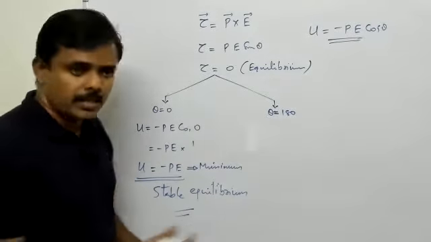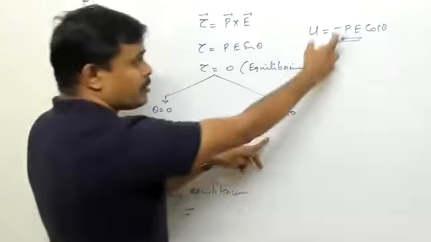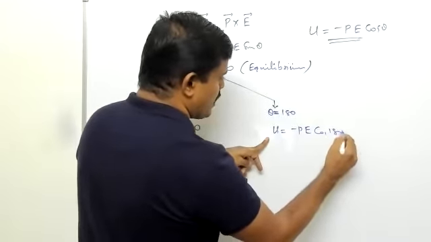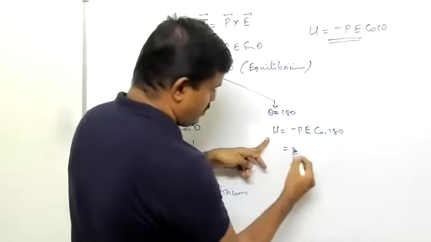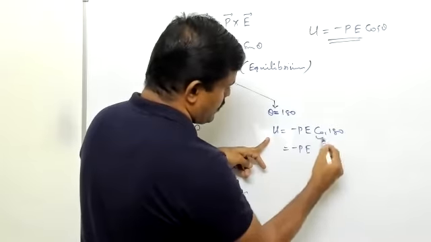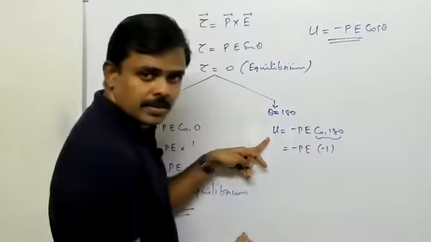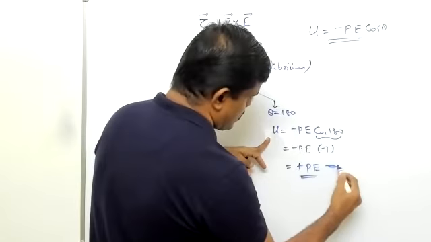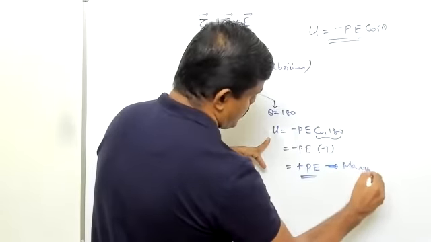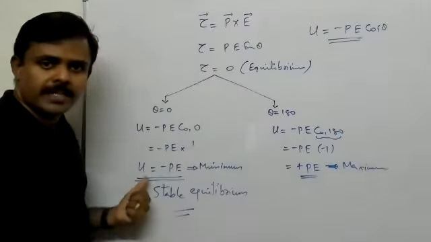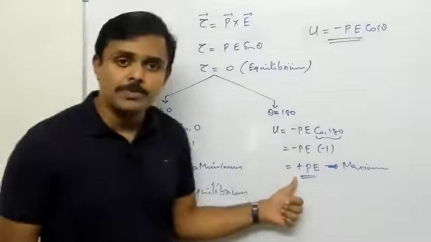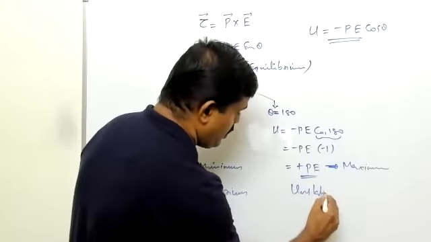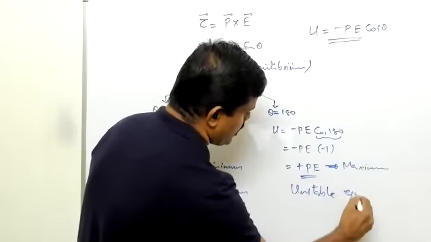What about the other case? You put theta equal to 180. You find the potential energy there. U is equal to minus PE into cos 180. Cos 180 is minus 1. Minus into minus is plus PE, which means energy is maximum. This was minus PE, that is minimum energy. And this is plus PE, which is maximum energy. Maximum energy is called unstable equilibrium.